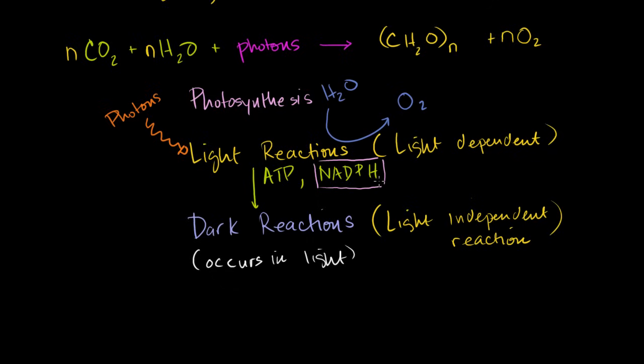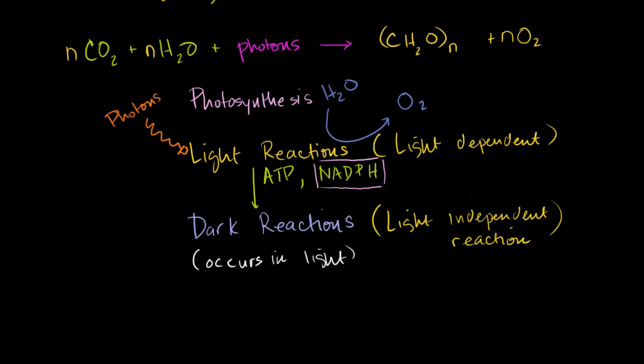Now let's think about what this means. It's able to give away this hydrogen and the electron associated with this hydrogen. So if you give away an electron to someone else, or someone else gains an electron, that something else is being reduced, right?